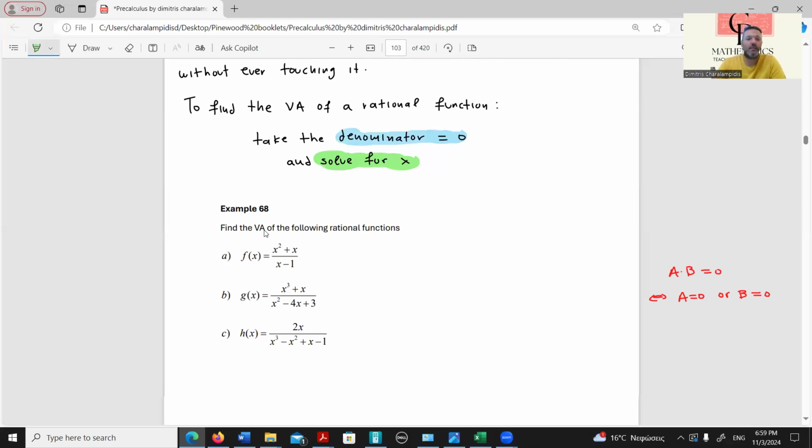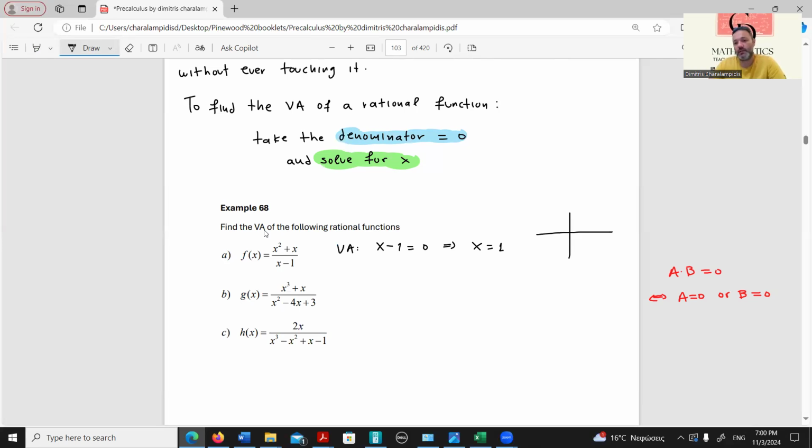Let's see some examples. x squared plus x over x minus 1. To find the vertical asymptote, we should take the denominator, make that 0, and solve for x. x equals 1. That's the vertical asymptote. How would that look? Assuming that this is the x-axis and this is the y-axis, x equals 1, assuming that here is 1, would have been this line over there.